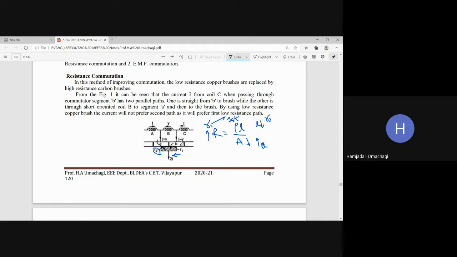So now the current, instead of traveling from the segment B to the brush, will travel through the short circuited coil B, then to the segment A, then to the brush, and by that time the spark will be completely quenched. Is it clear? Yes, sir. So this is all about resistance commutation.